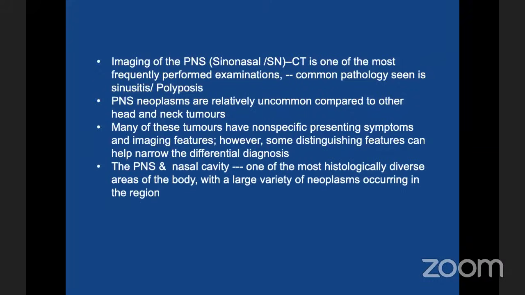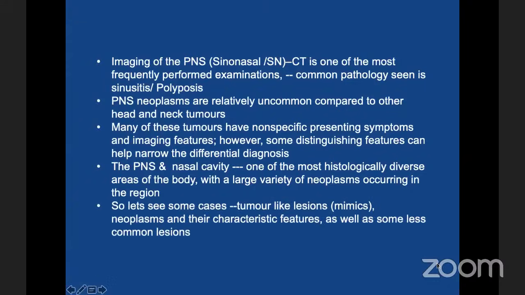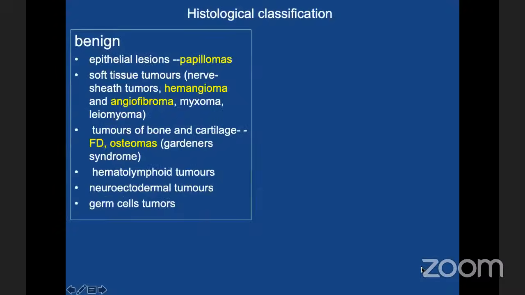Now, an important thing is that the paranasal sinus has a diverse histology. It has ectoderm, mesoderm, that is all the cells: dermal cells, glandular cells, vessels, cartilage, bone. So a large variety of neoplasms can occur in this region. So let's see some cases, some tumor-like cases that mimic their characteristics, and some less common lesions.